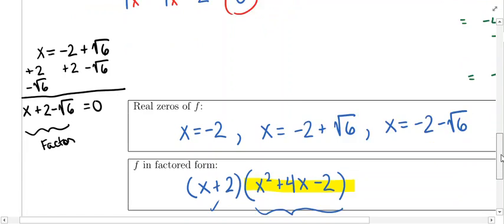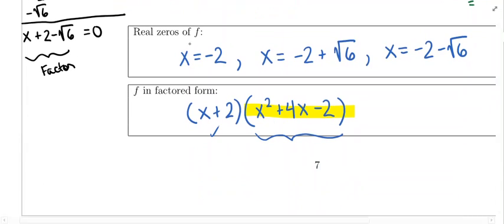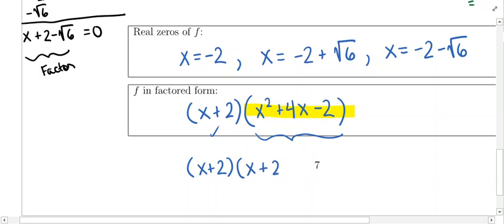So here we go. I'm breaking this down again. We're going to get x plus 2. That doesn't break down. And then we're going to have x plus 2 minus the square root of 6.